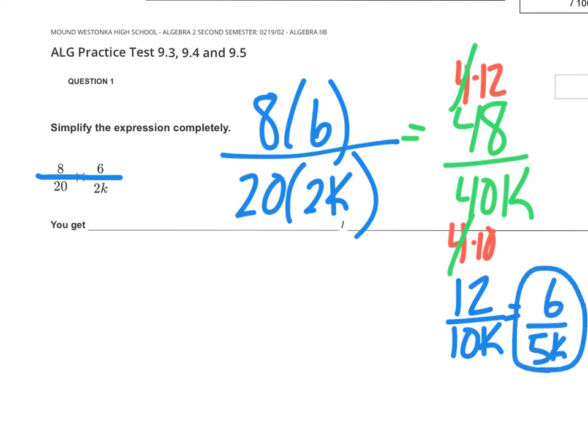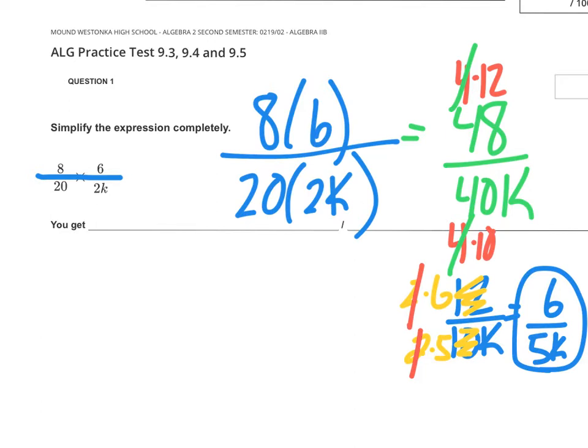Now, if you have a hard time seeing that, let me just show you again. 12 is the same as 2 times 6. 10 is the same as 2 times 5. Now you can hopefully clearly see that you can cross off the 2's, and then you're going to be left with the 6 on the top and then the 5k on the bottom.